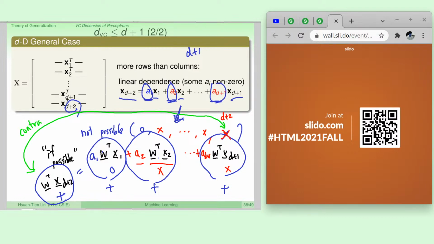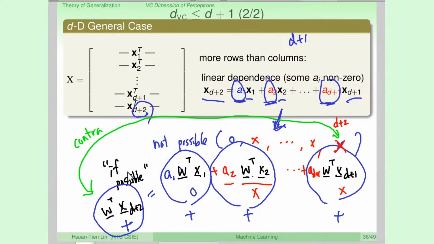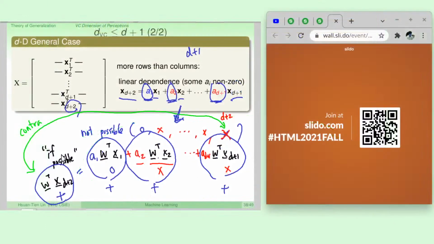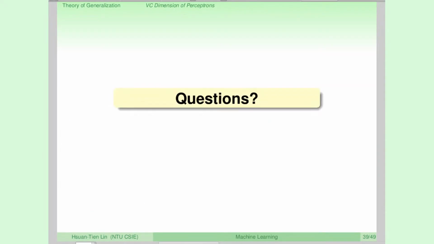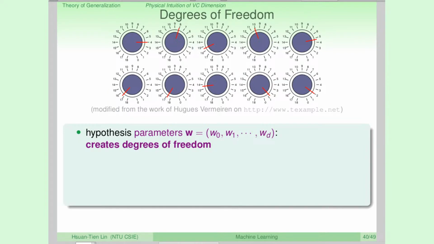Now we are finally able to claim that the VC dimension of perceptrons is little d plus 1. I spent a little bit more time on this because this is hard but important for you to understand or appreciate the value of the VC dimension. So let's see some of the meaning behind the VC dimension.